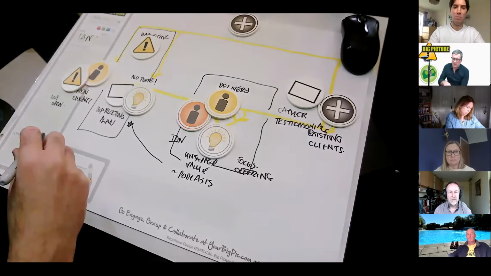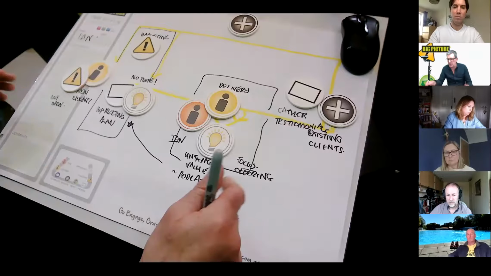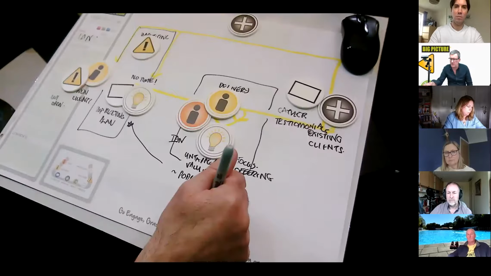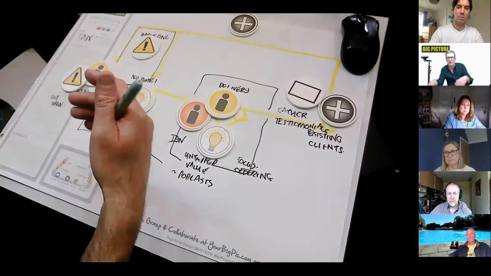No, that's lovely. So there are at least three opportunities there, and they're all connected together. You started with a marketing strategy, the untapped value in the product, and then focusing the offering as well.